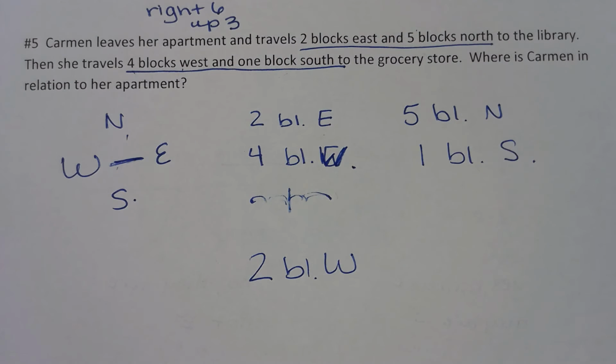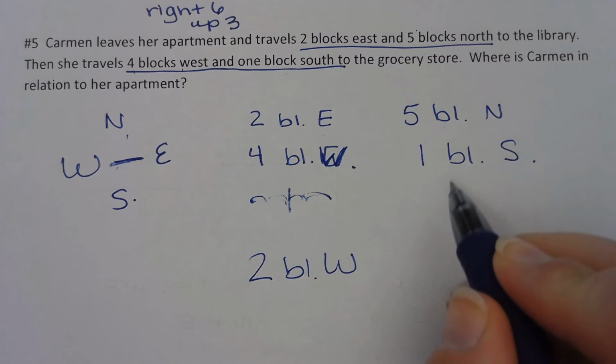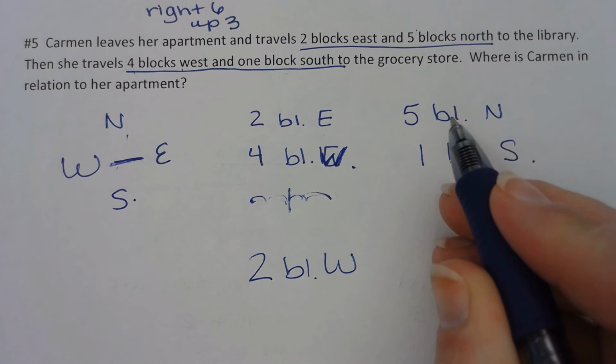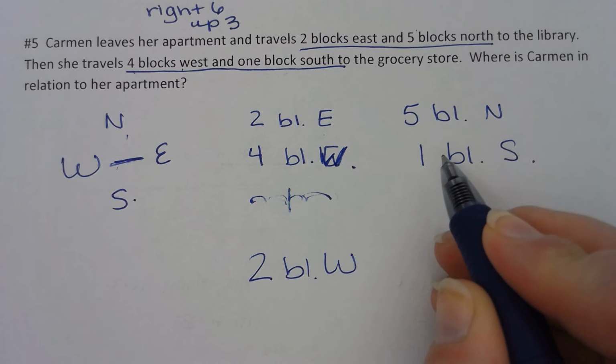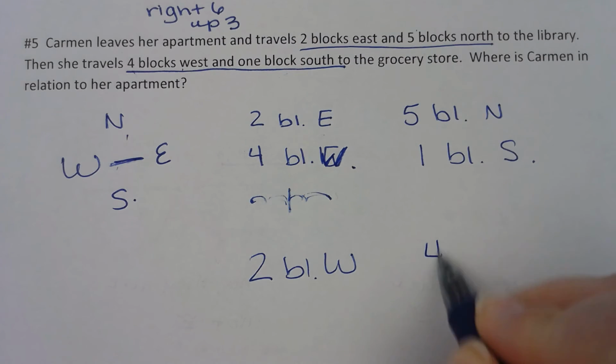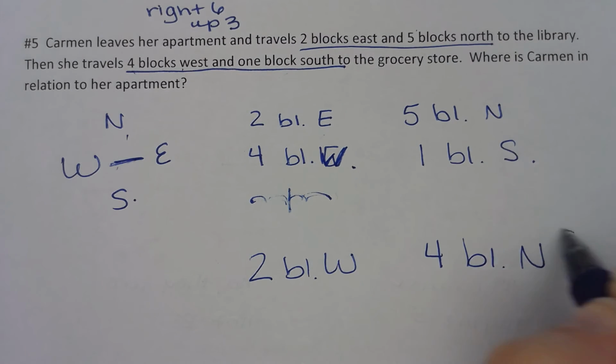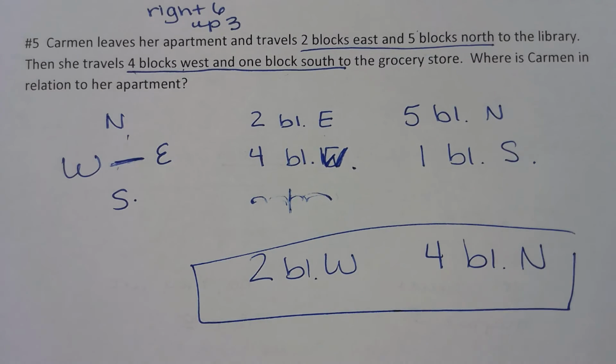Same thing for north and south. If I go up 5 blocks north and then go 1 block back south, that's going to be a net gain of 4 blocks north. And that's where she ends up being located in relation to her apartment.